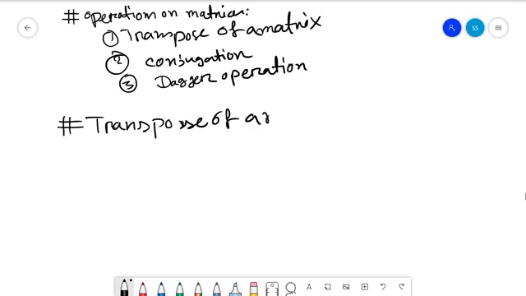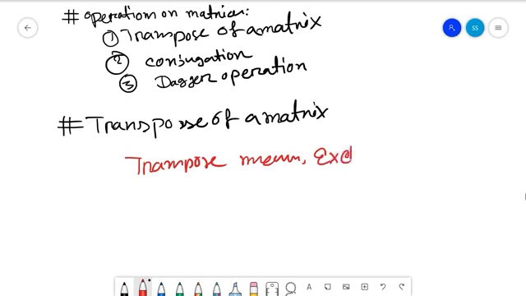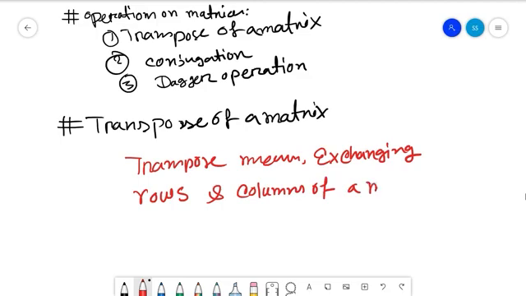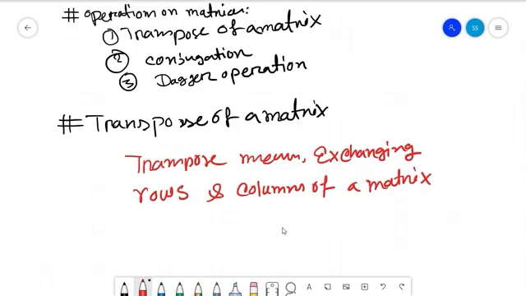Of a matrix. So what does transpose mean? Transpose means exchanging rows and columns of a matrix. Let's take an example.